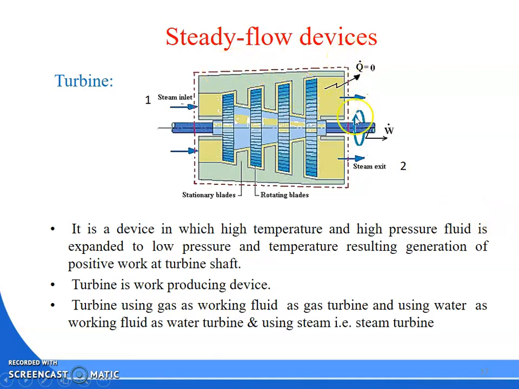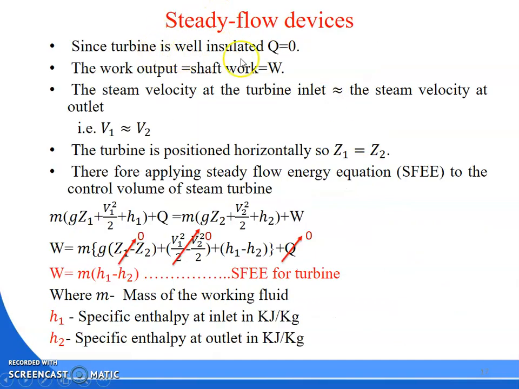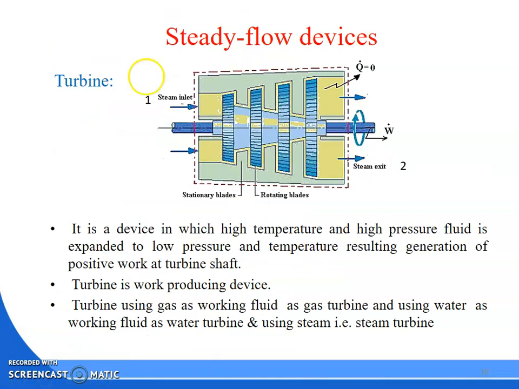That means the boundaries are made of insulation. Since the turbine is insulated, Q, the heat transfer, is equal to 0. So which work do you get? When the steam expands in the stationary blade and the moving blade, then what will happen? The blade will rotate.